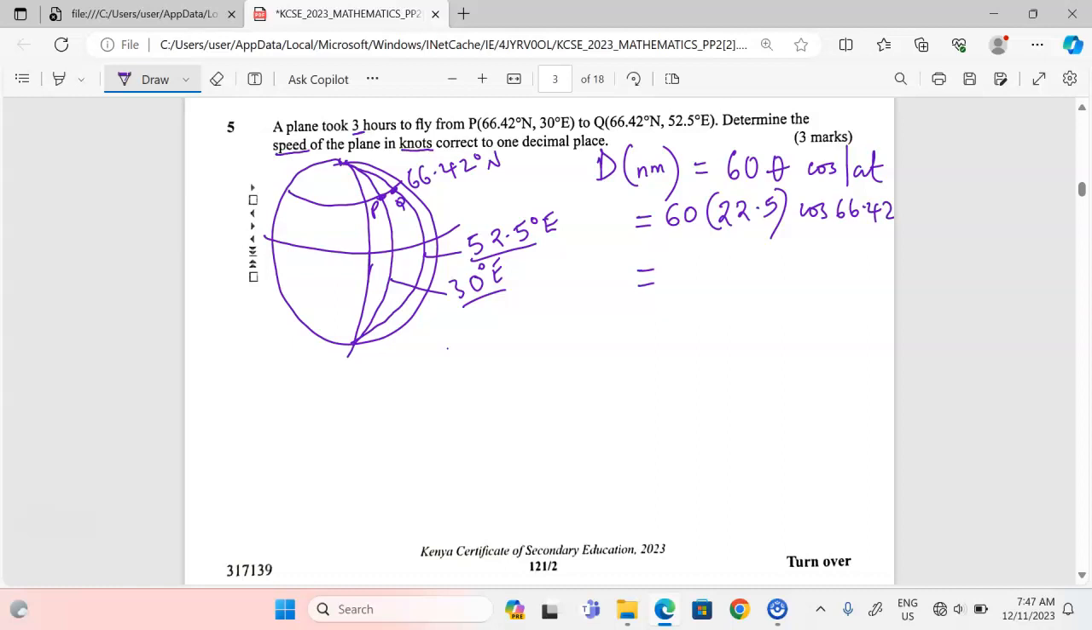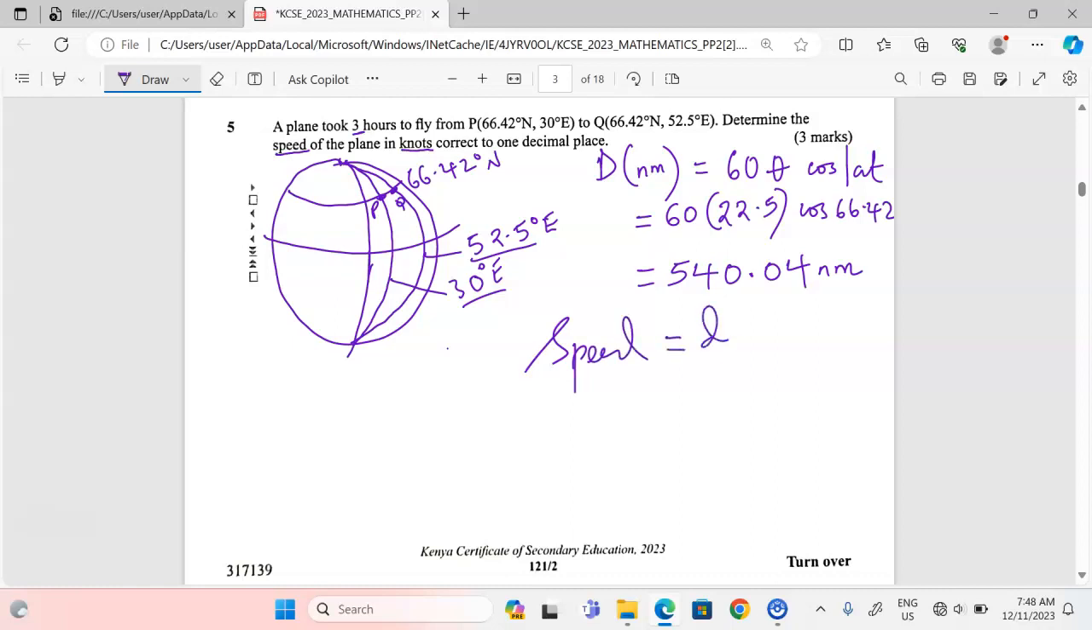60 multiplied by 22.5 cosine of 66.42. This is giving us exactly 540.04 nautical miles.